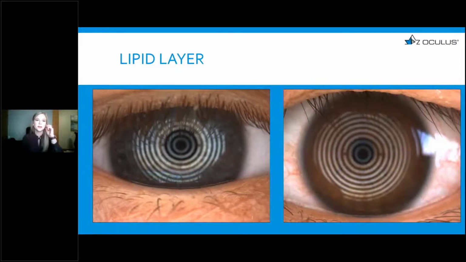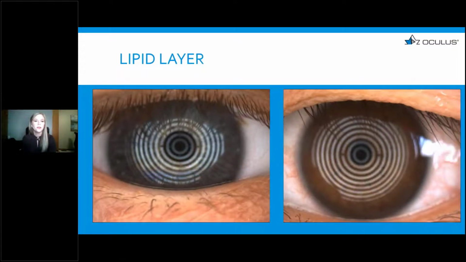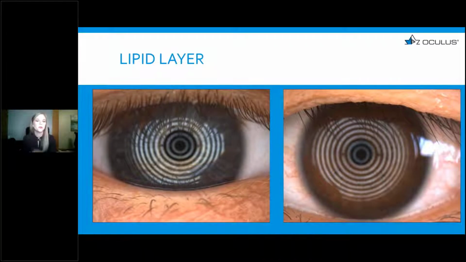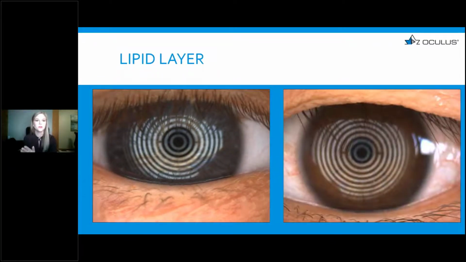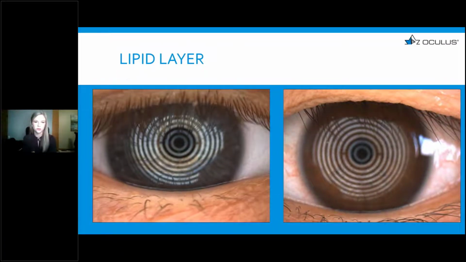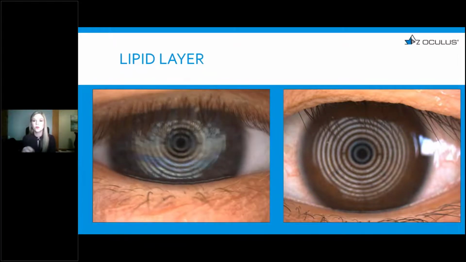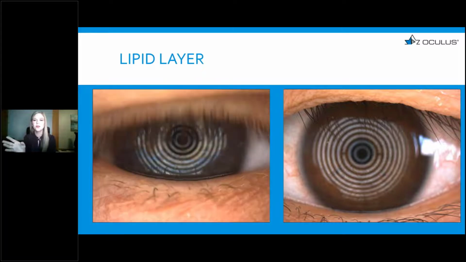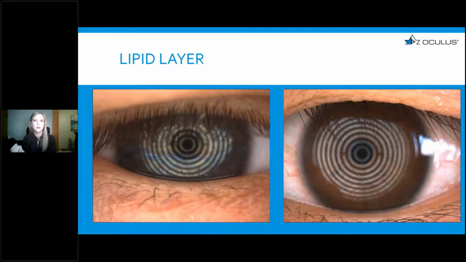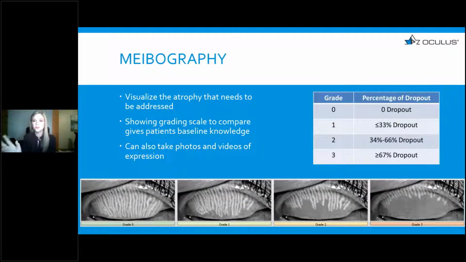So the next thing that I like to show is this lipid layer. I have two videos here side by side. The video on the left, you can see that there's almost like a mosaic of colors in there. That's showing that there's a nice thick lipid layer within the tear film. So it almost looks like an oil spill on the street. If you look at the video on the right, while it was playing, it looks like it just stopped. While it was playing, all you could see was just the white light coming back from the keratograph, okay? This eye has a really thin lipid layer, so they're not having adequate lipid within their tear film. So a nice little visual for patients to look at as well.